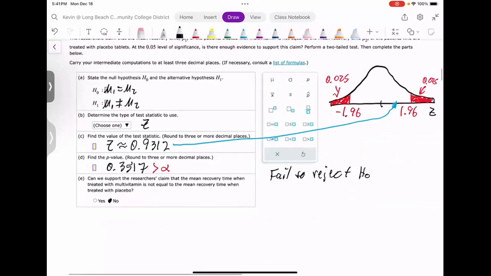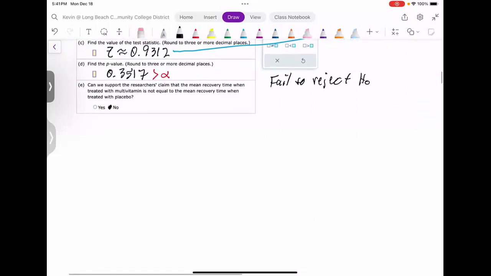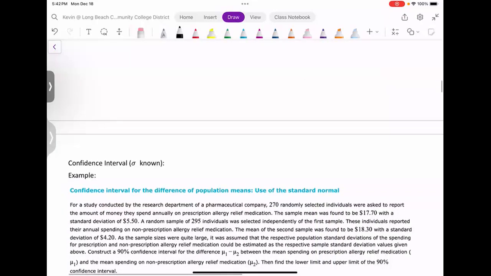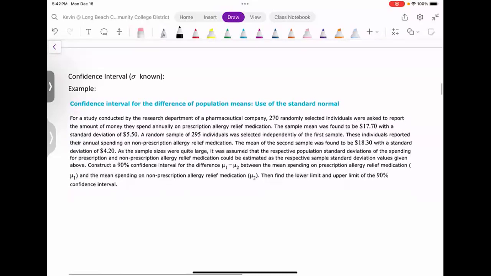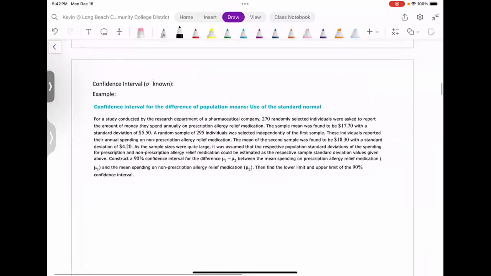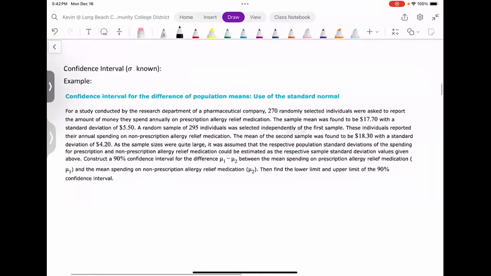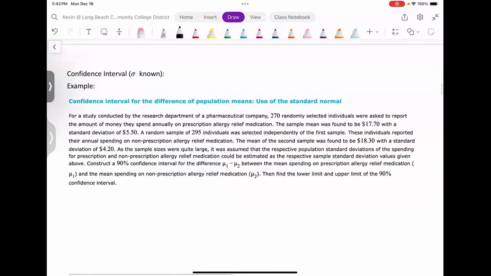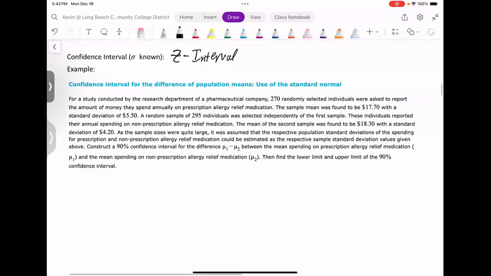All right, so let us move on to our confidence interval with sigma known. So this is going to be a Z interval. Sorry, I'm new to an iPad. Z interval. All right, so here we go.